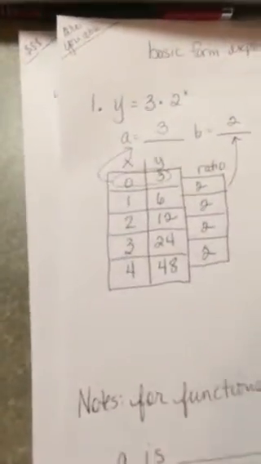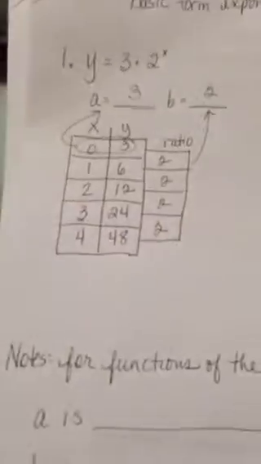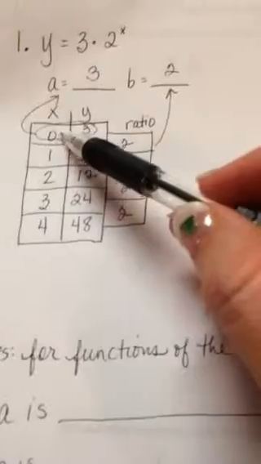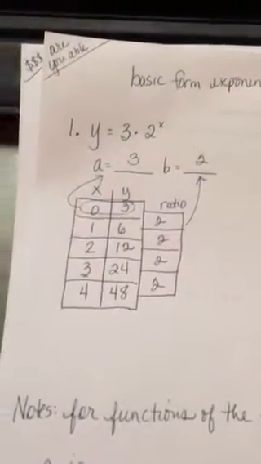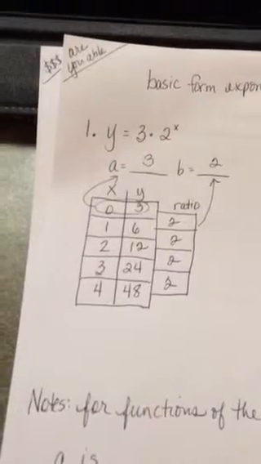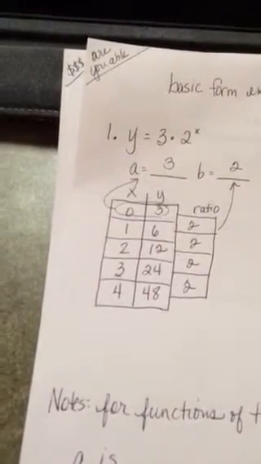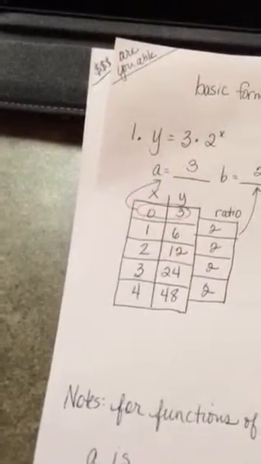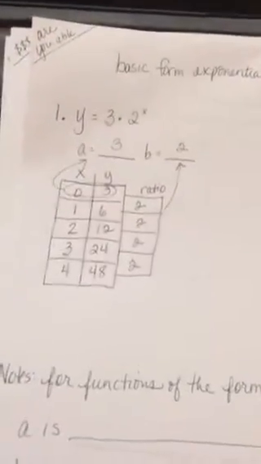So there are several other questions on the front of that page. One being, where does the a show up in the table? Hopefully you realize or remember, because I just told you, that that is when x equals 0. And then it asks, where does the b value show up? And hopefully you realize that that's the common ratio. Okay?